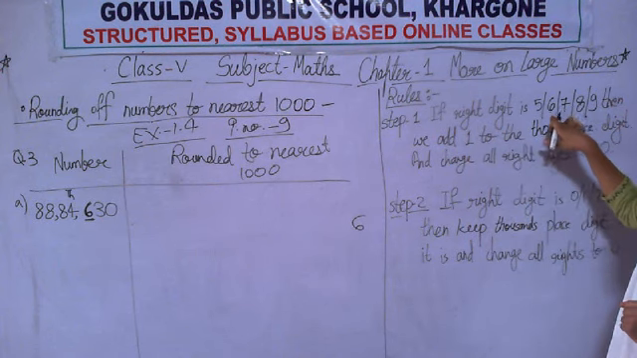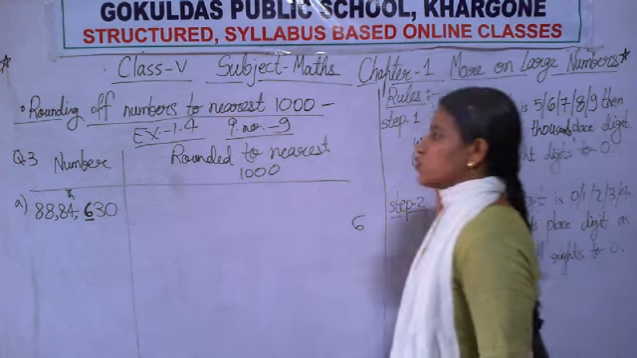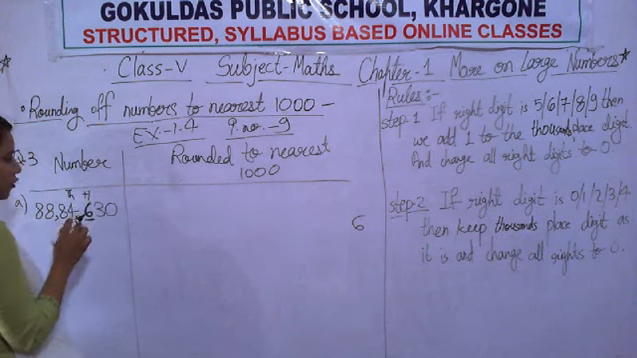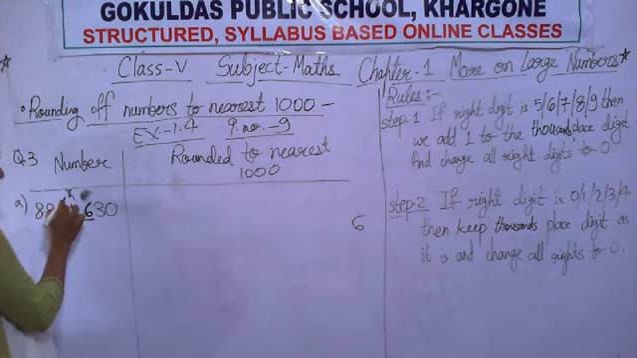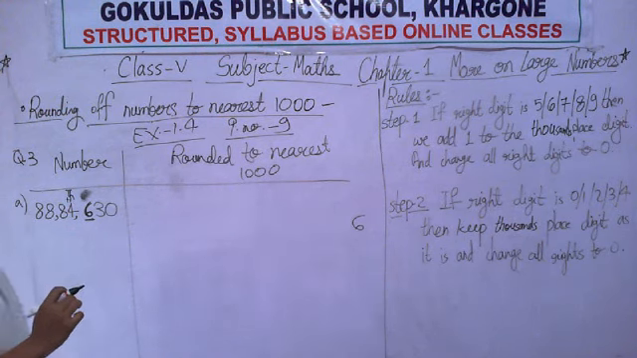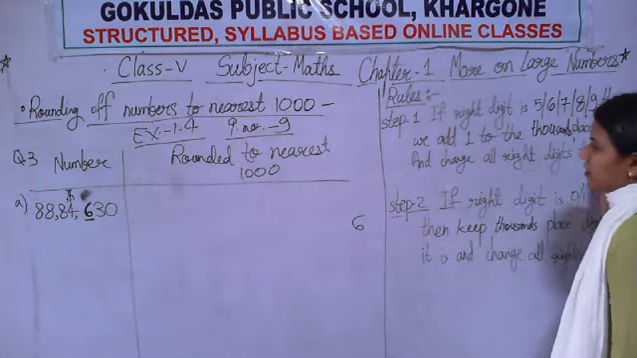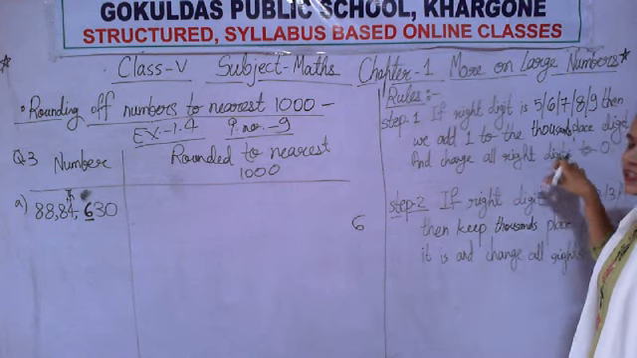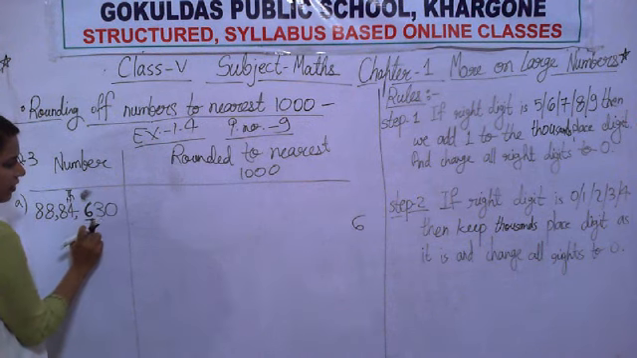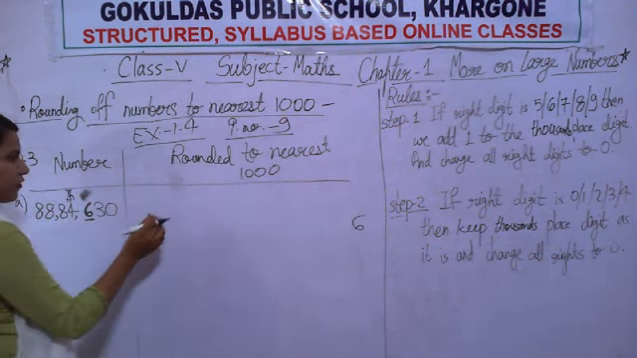If the right digit is 6, then we add 1 to the thousands place. So our right digit is 6, so what will we do? We add 1 to the thousands place digit and change all the right digits to 0. These are 3 right digits, so you will change these 3 digits to 0.